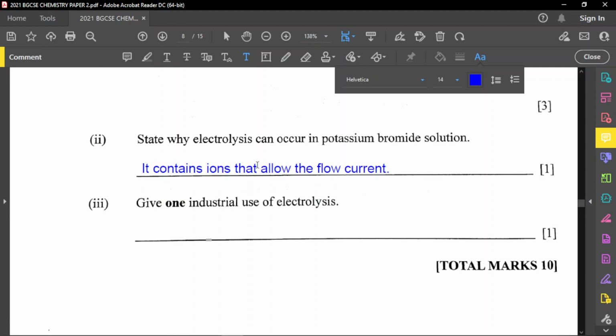Give one industrial use of electrolysis. Electrolysis is used in many different ways. It's used for, one, the extraction of metals, so you can use it to extract metals. All right, we also have electroplating.